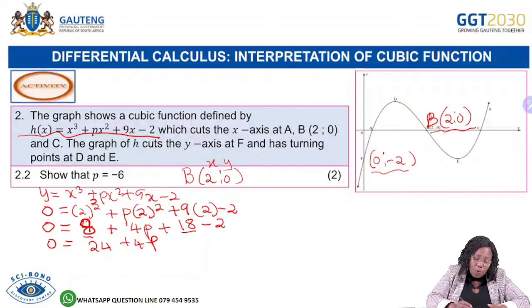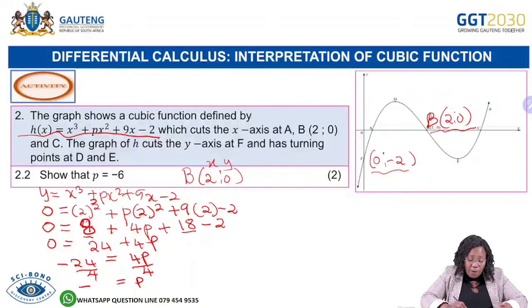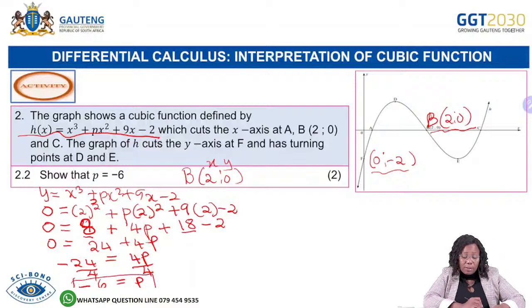And then we transpose, 24 to the left is minus 24 equals 4p. Then we divide both sides by 4. Therefore, p is equal to how much, grade 12? 4, 8, 12, 16, 20, 24. That is 6 times. Therefore, p will be 6, minus 6 as indicated there.